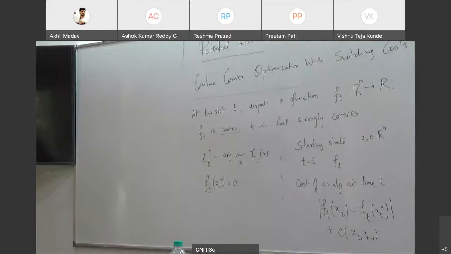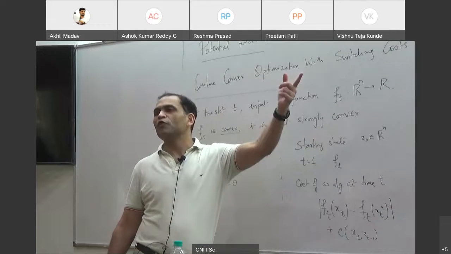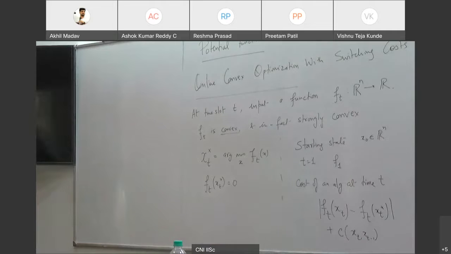Because you move from x_0 to x_1, you're going to pay a penalty. I know, but I'm going to write it. At time one, I will write f_1(x_1) minus f_1(x_1 star), which I know already. Plus c_1(x_1, x_0). This now is just a function of a single variable x_1, right? I can find the minimum and say that this is my optimal x_1. Of course, what is not optimal is that I don't know the future. That's the only thing bad about it.